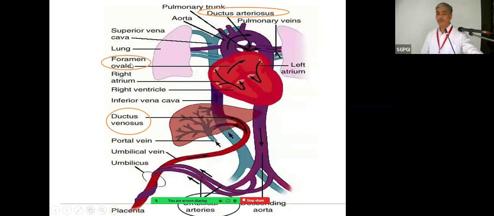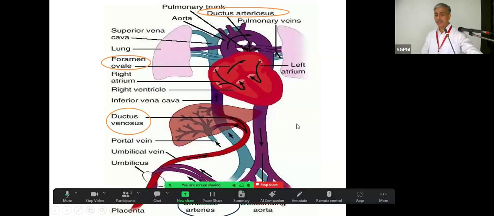So we have a foramen ovale which is in between the two atria. The ductus arteriosus is connected between the pulmonary artery and the aorta. The ductus venosus takes the blood from the placenta to the main venous return to the heart. And we have the pulmonary artery.